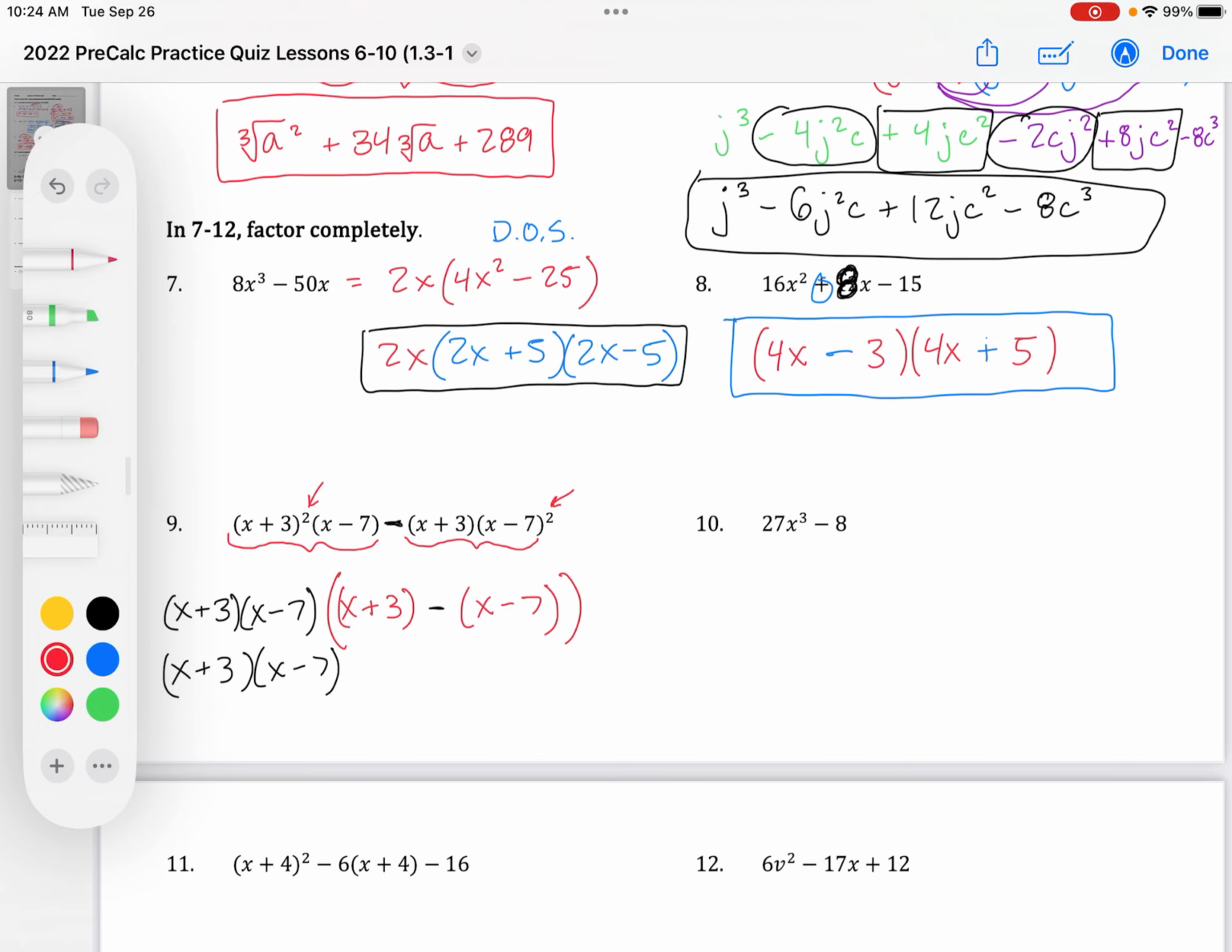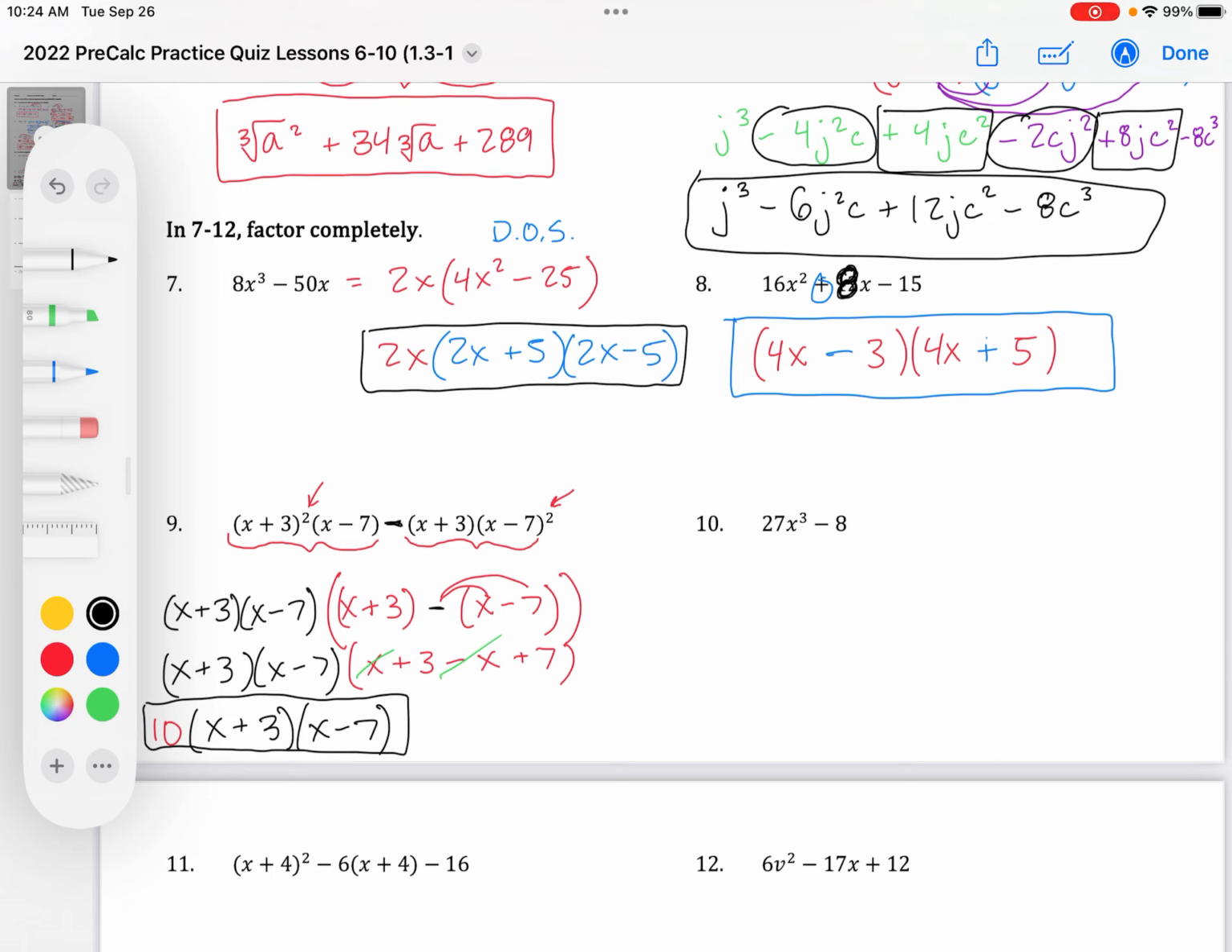Then in the back, I can simplify this. So I can drop the parentheses around this x plus 3, but then I need to distribute this negative, giving us minus x plus 7. Then notice these x's cancel, and 3 plus 7 just gives me 10. So I have 10, we usually put that at the front, x plus 3 times x minus 7. And that is your final answer for factoring number 9.